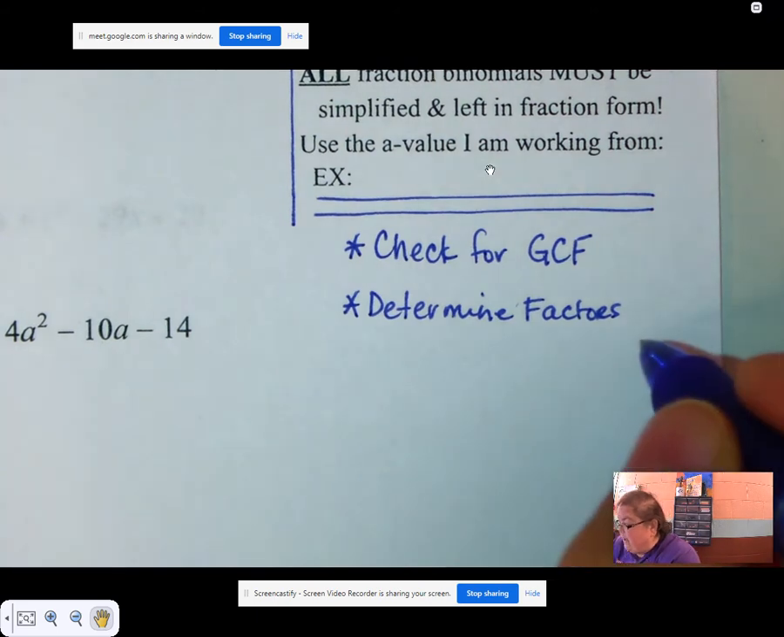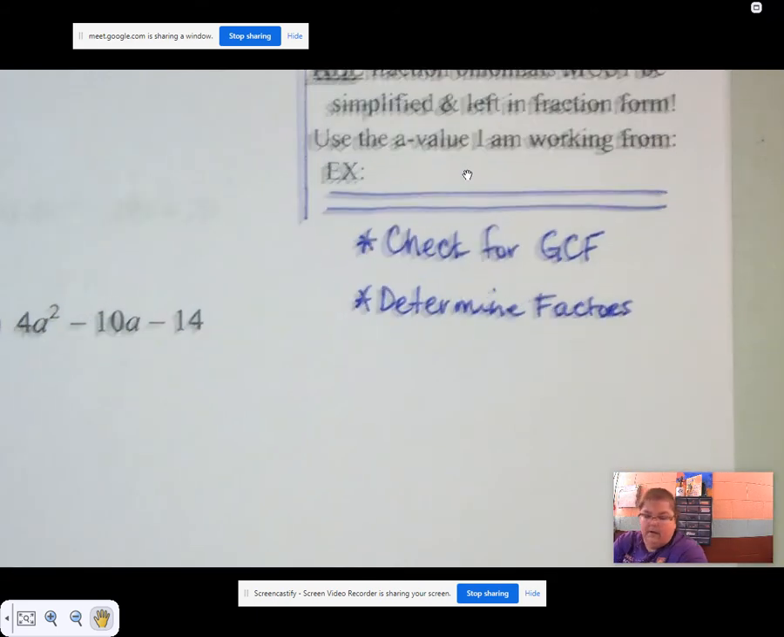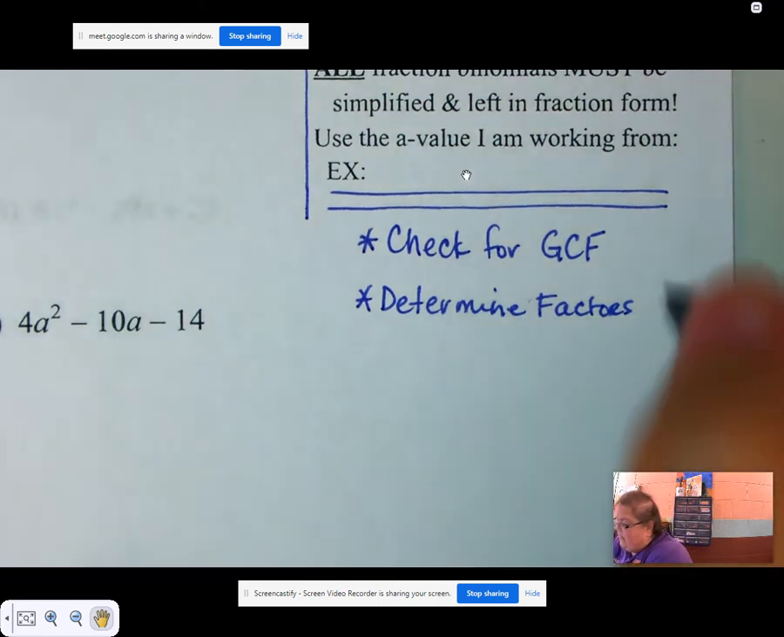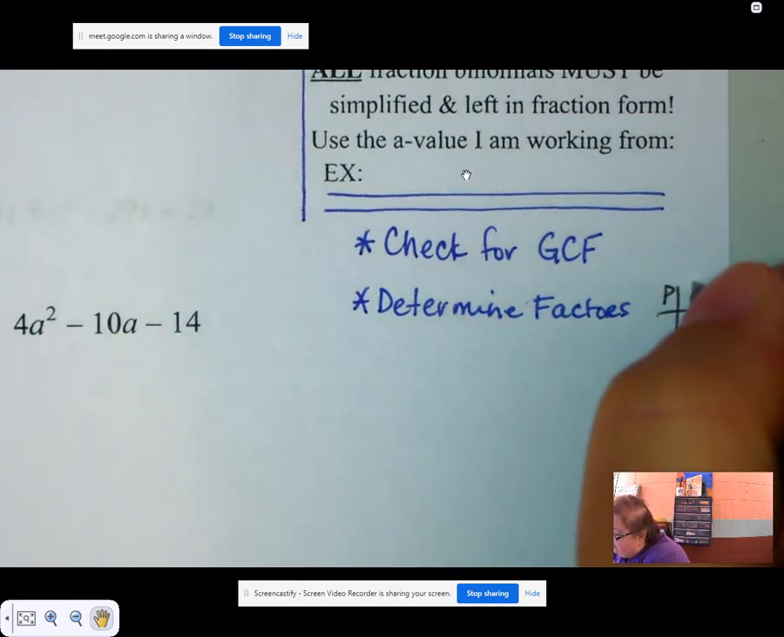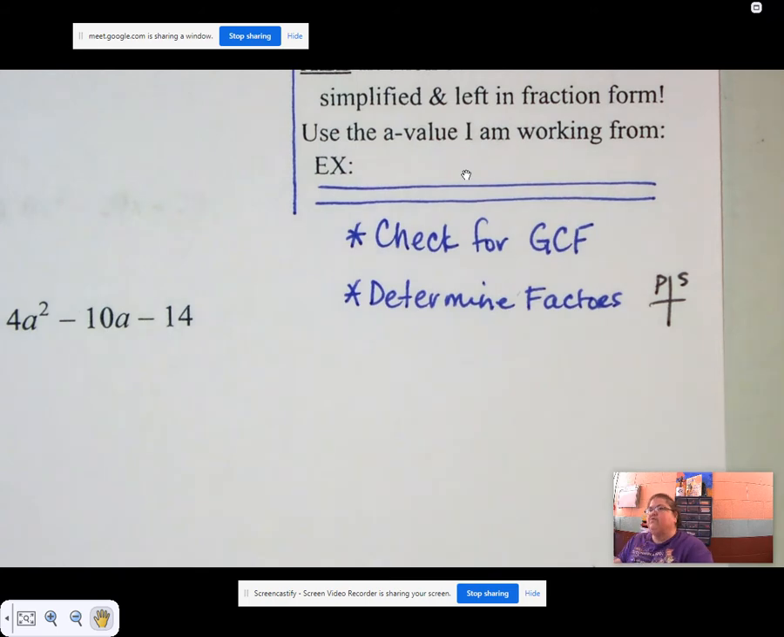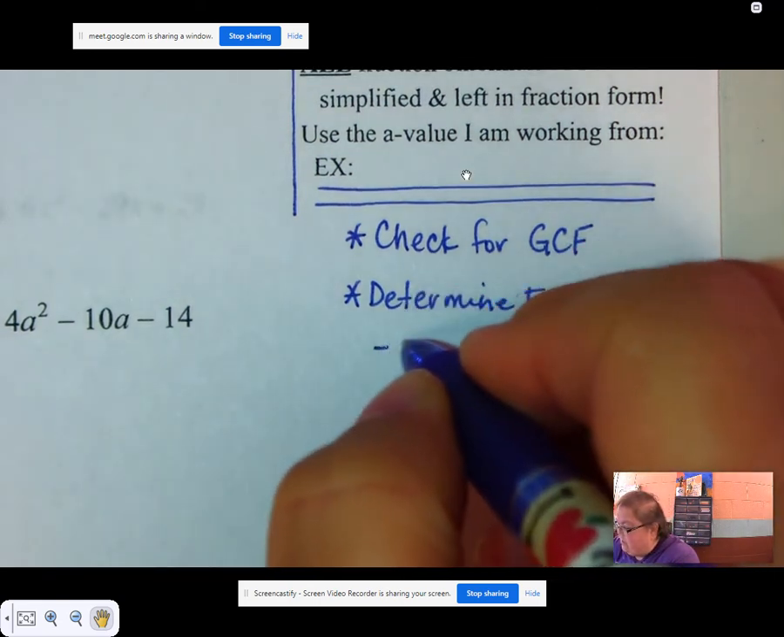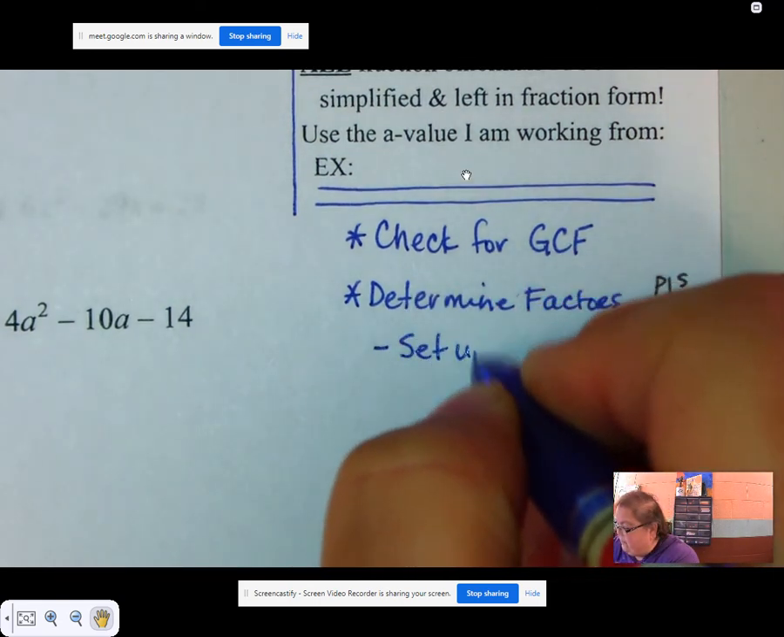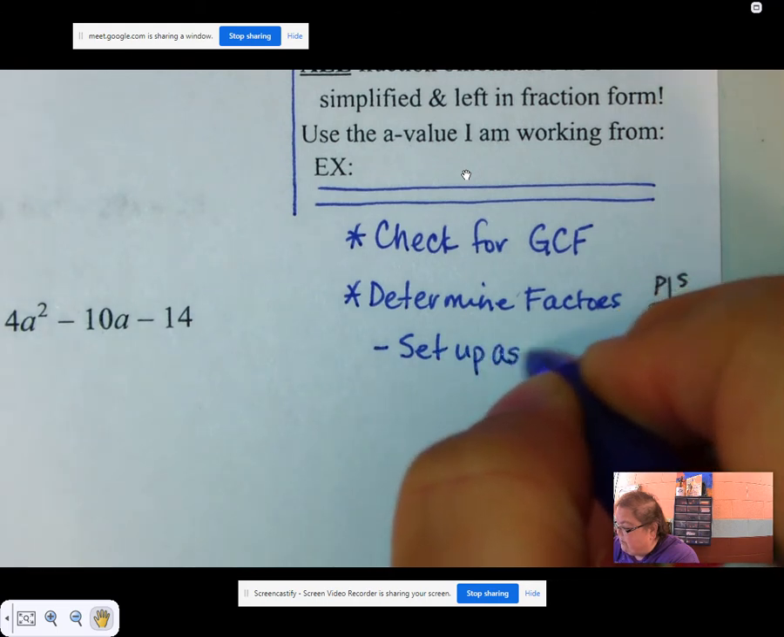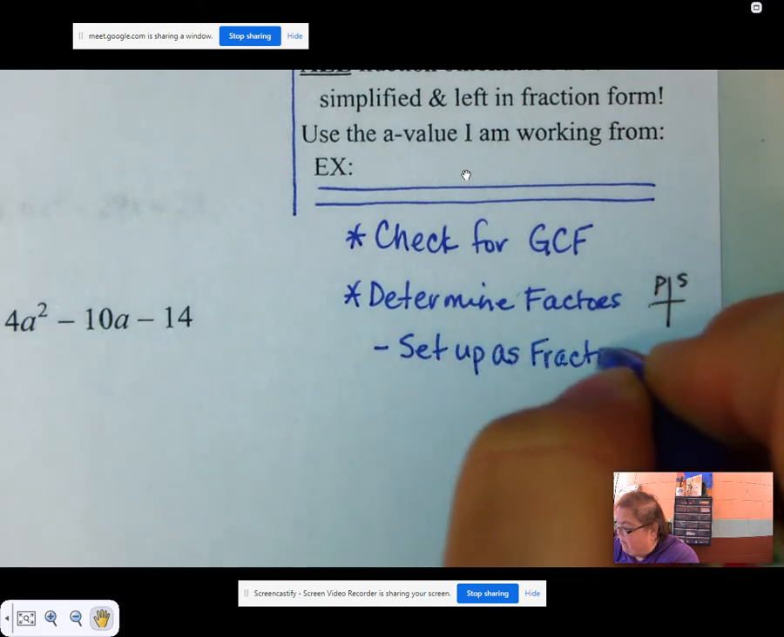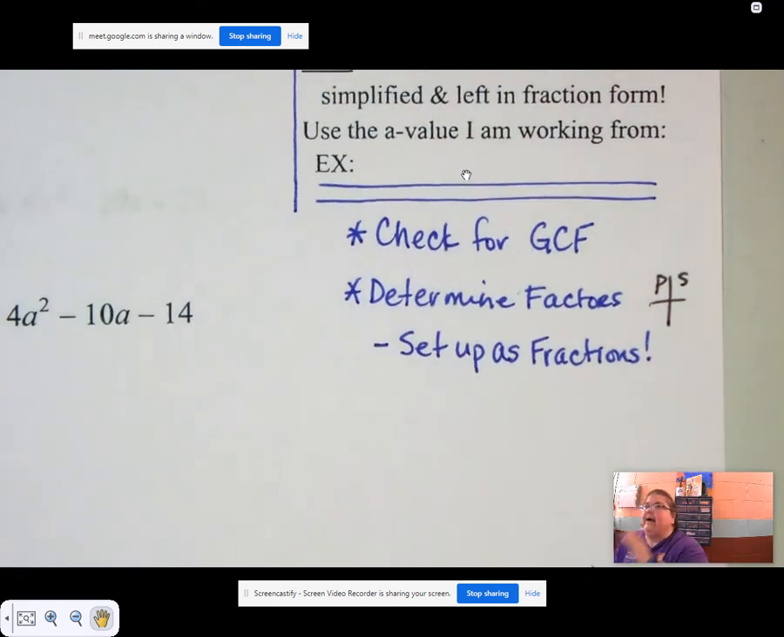When we determine our factors, that is what I mean by our product sum table. So we're determining those factors using our product sum table. Now here's where it's different. I'm going to set them up as fractions.